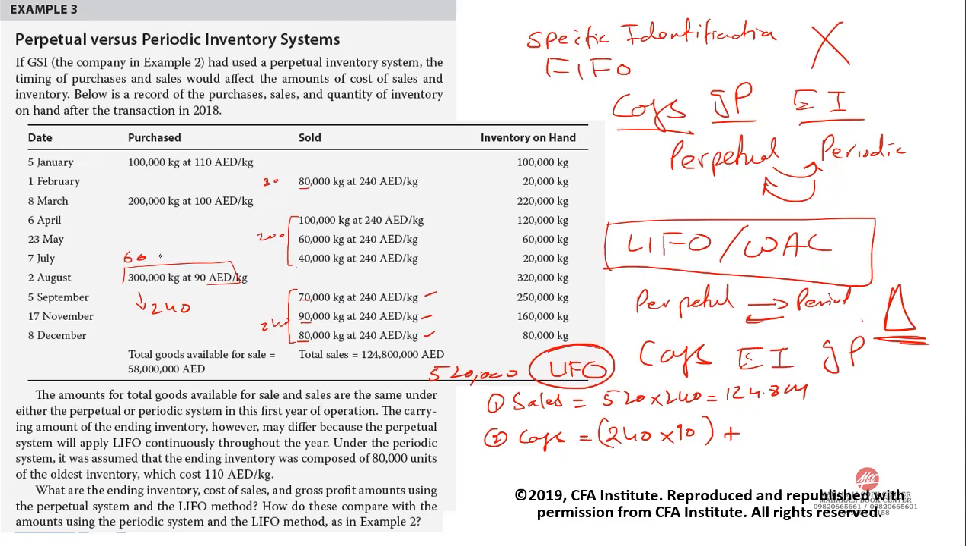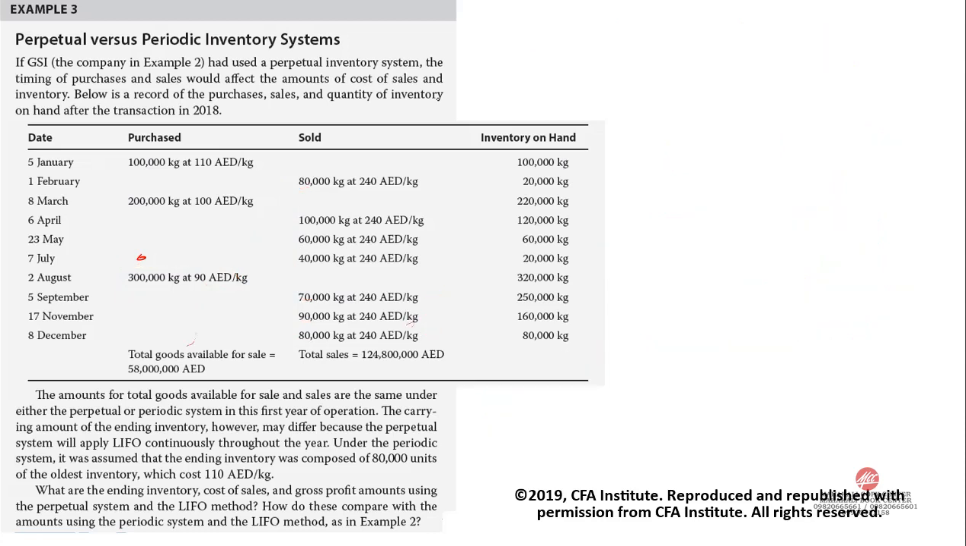So 60,000 is left. Perpetual versus periodic inventory systems. Now this is the same question, example 2 that we were doing, but now it is perpetual.